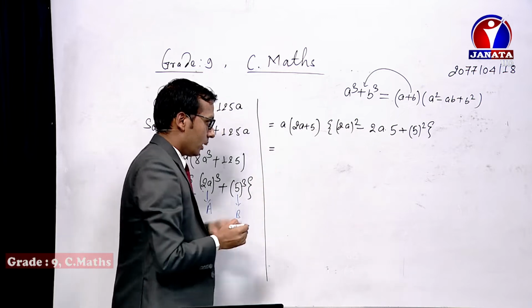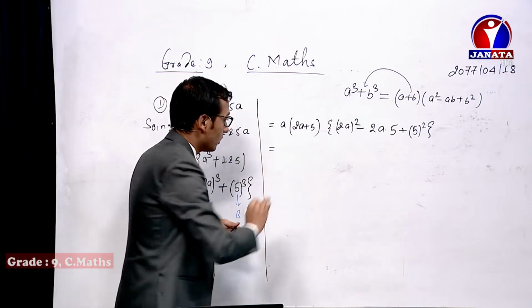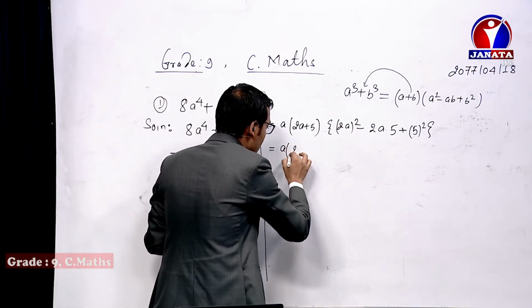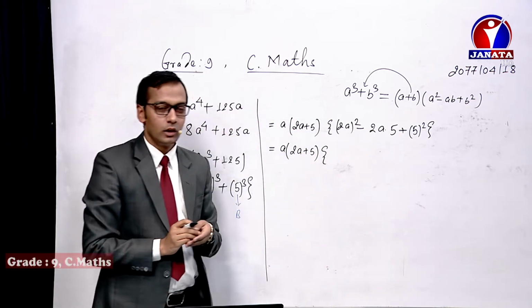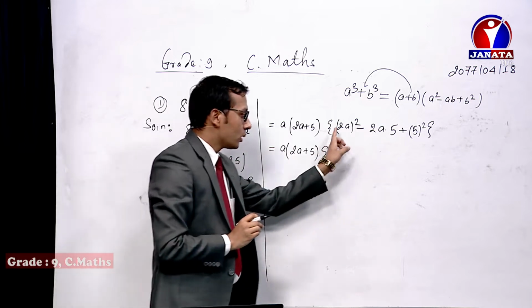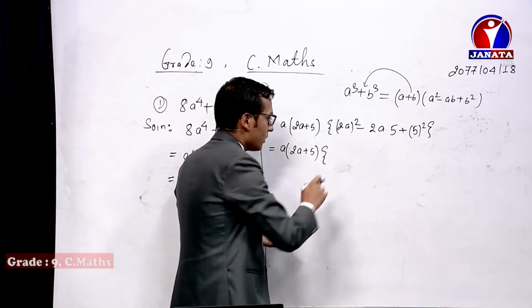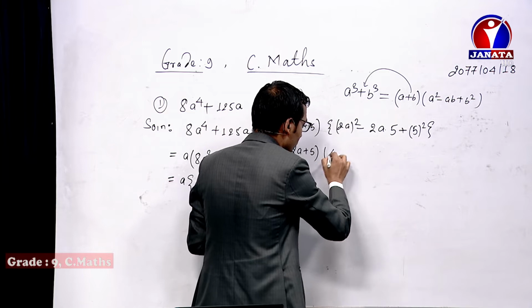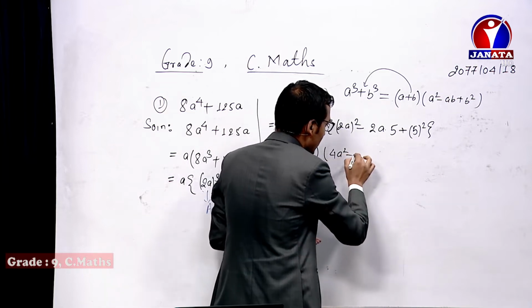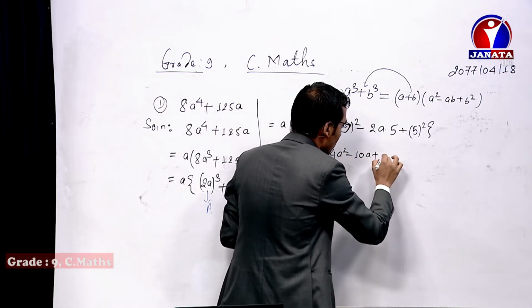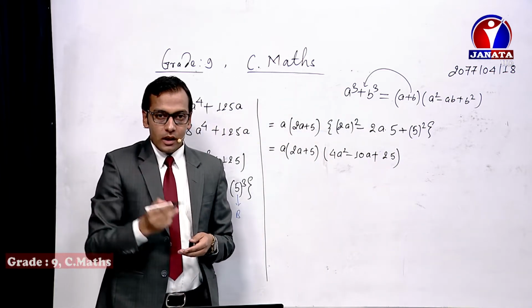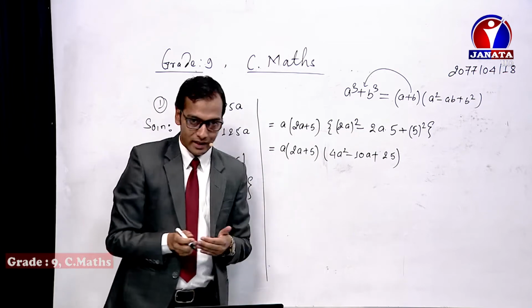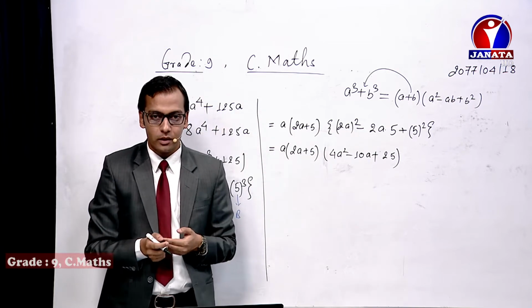Okay, let me move to the next step. (2a plus 5) times... now we can expand this. (2a) whole square is 4a square, minus this is 10a, plus 25. This is the way we factorize this expression.